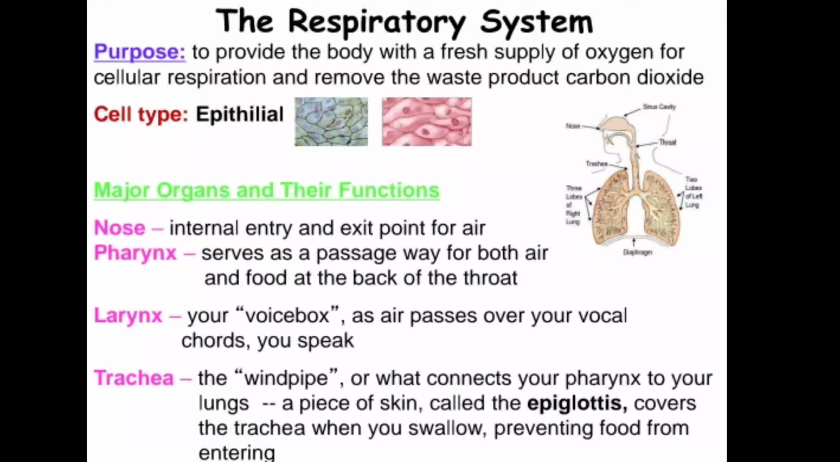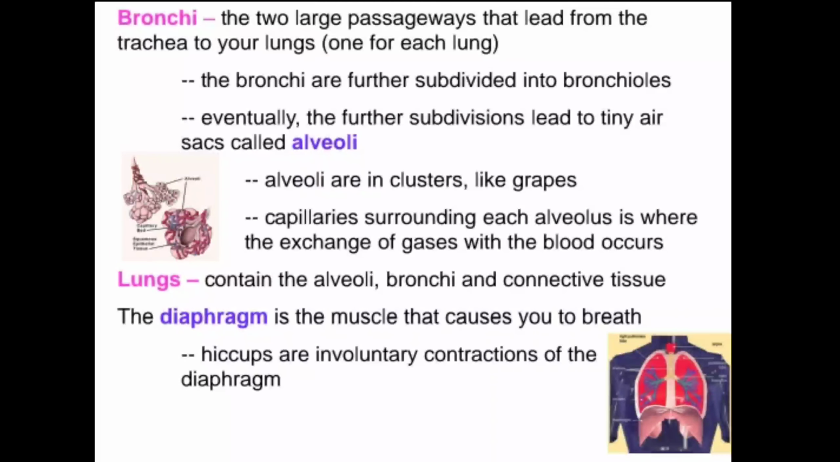Trachea, the windpipe, or what connects your pharynx to your lungs. A piece of skin called the epiglottis covers the trachea when you swallow, preventing food from entering. Bronchi, the two large passageways that lead from the trachea to your lungs, one for each lung. The bronchi are further subdivided into bronchioles. Eventually, the further subdivisions lead to tiny air sacs called alveoli.